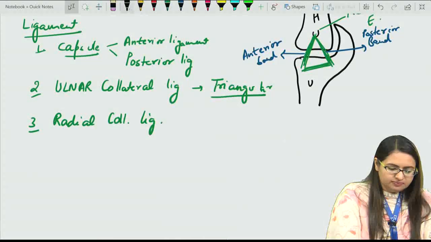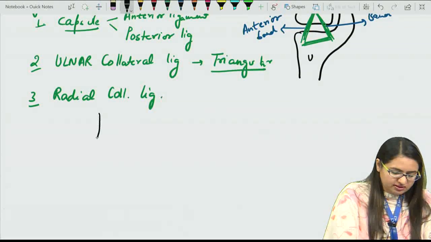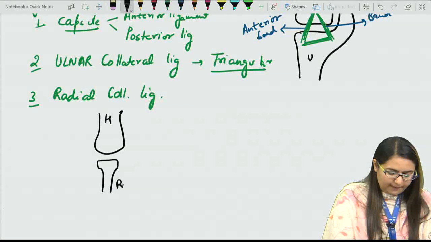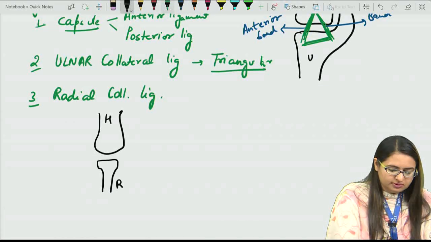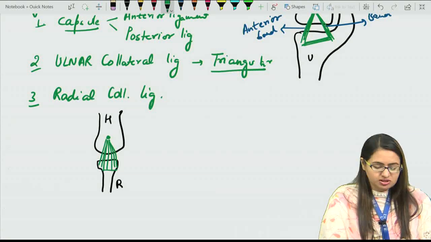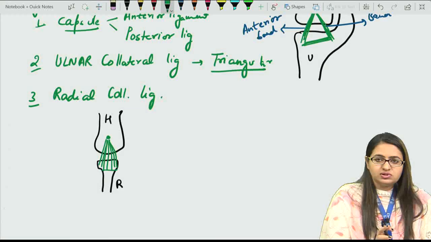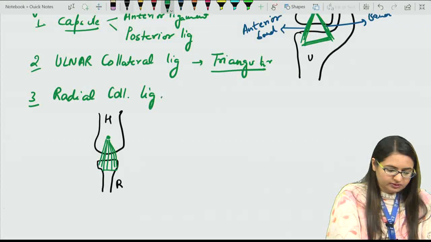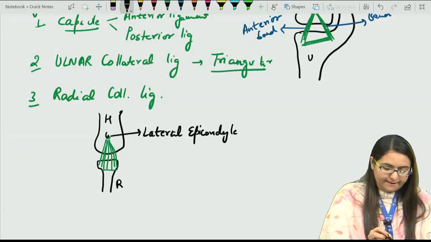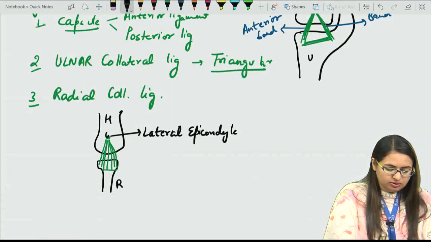The radial collateral ligament is present towards the radial side. If this is the humerus and below we have the radius, this ligament begins from the lateral epicondyle, goes below towards the head of the radius, and merges with the annular ligament of the radius. This is a fan shaped ligament, and its starting point is the lateral epicondyle. So these are the major ligaments in the elbow.